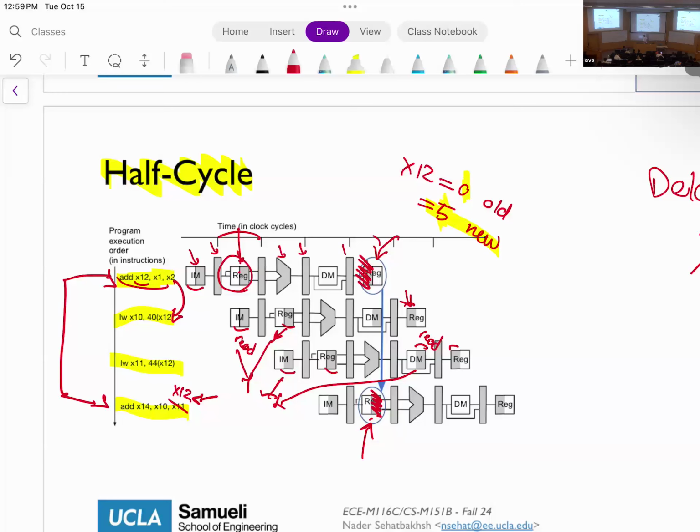So if you do read first and then write next, then yeah, you will be messed up completely. So you have to wait one more cycle for this to happen.